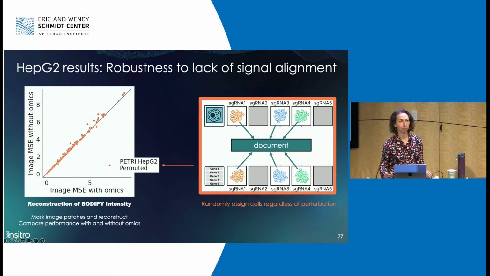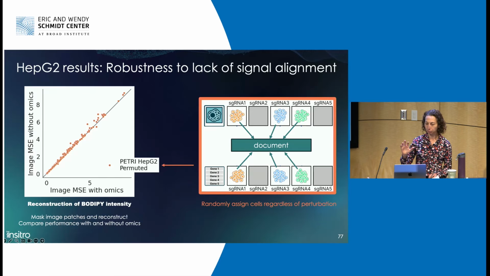So another experiment we ran was we said, okay, let's try and reconstruct masked BODIPY patches, so image patches. BODIPY stains for lipid droplets. And we're looking at a Petri model that uses or does not use the omics tokens in the model. And what we see here is we're going to start with really an ablation of our Petri model where we train it having randomly permuted assignments of perturbations to cells. So when we're forming these cell documents, there's no meaningful cross-modal alignment. And what we see is that the Petri model using these incorrect labels performs no worse than not having used omics at all.